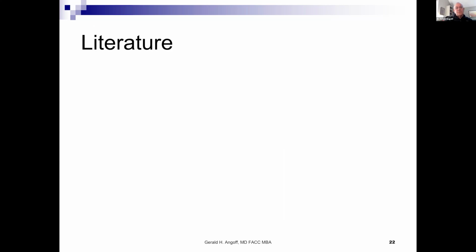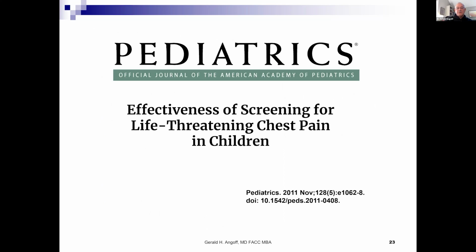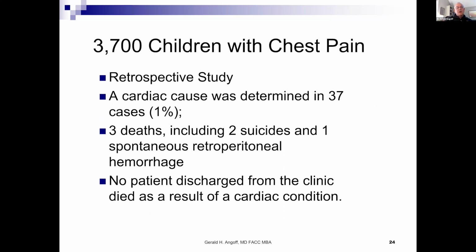Okay, well, what about the literature? A couple of articles that actually help out. The first from Pediatrics in 2011 looked retrospectively at 3,700 children who had been seen for chest pain. A cardiac cause of any sort was determined in just 37 cases, or 1%. In the series, there were 3 deaths, but they weren't cardiac: 2 suicides, 1 spontaneous retroperitoneal hemorrhage. And no patient discharged from the clinic after the evaluation died as a result of a cardiac condition.